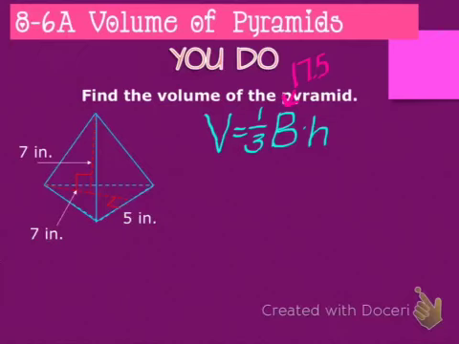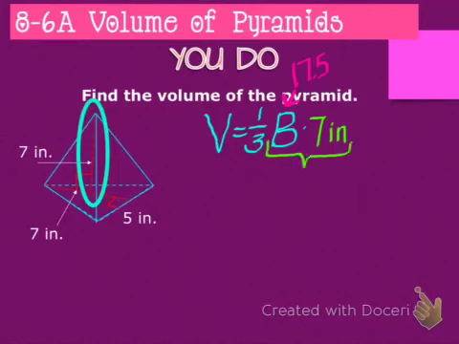Okay, now I'm coming back to my regular formula, and we've got volume equals 1/3, 17.5 for our base, and now we need to multiply that times the height of our pyramid, which is a height of 7 inches. I'm going to multiply 17.5 times 7, and that's going to give me 122.5, so we're getting into some decimals here. And because this was inches squared up here, times another inch, we're going to have inches cubed.